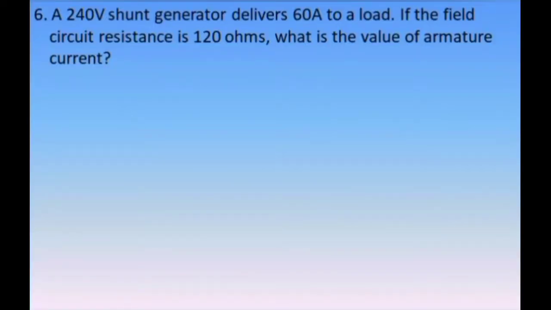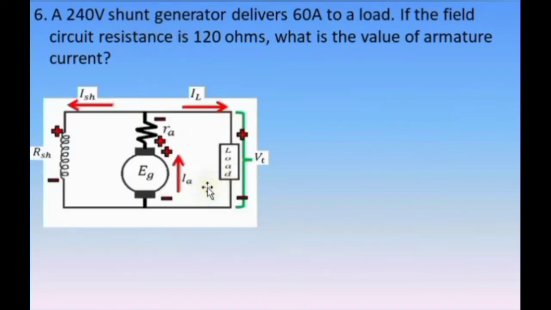Let's solve problem number 6. A 240 volt shunt generator delivers 60 amperes to a load. If the field circuit resistance is 120 ohms, what is the value of armature current? This is similar to problem number 5. Again, we have a shunt generator. Terminal voltage is 240 volts. Load current is 60 amperes. Shunt field resistance is 120 ohms. And we are asked to determine the value of the armature current.